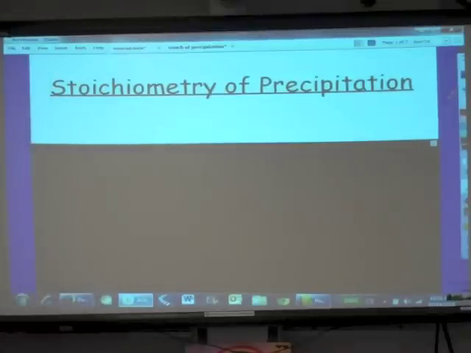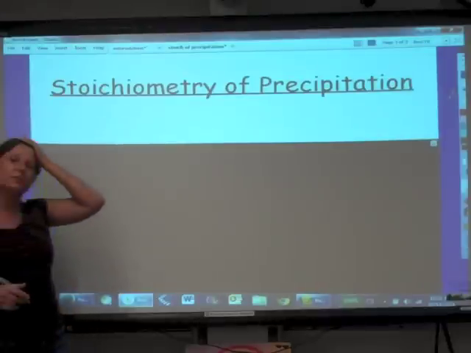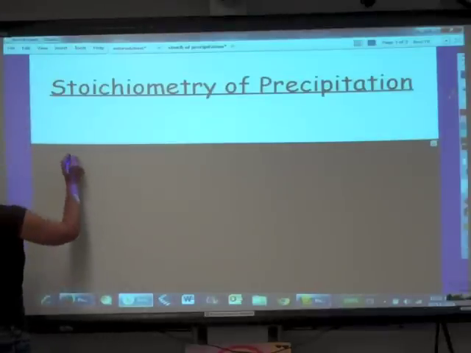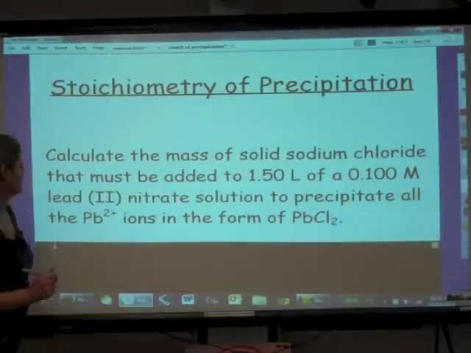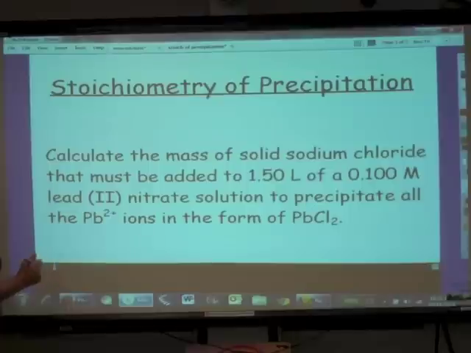Stoichiometry given precipitation reactions. Okay, so we're just going to go straight to the problem. Calculate the mass of solid sodium chloride that must be added to 1.5 liters of a 0.1 molar lead-2 nitrate solution to precipitate all the lead-2 ions in the form of lead-2 chloride.